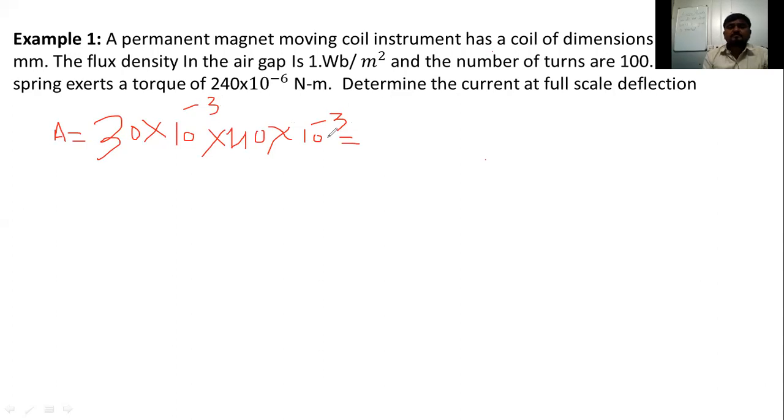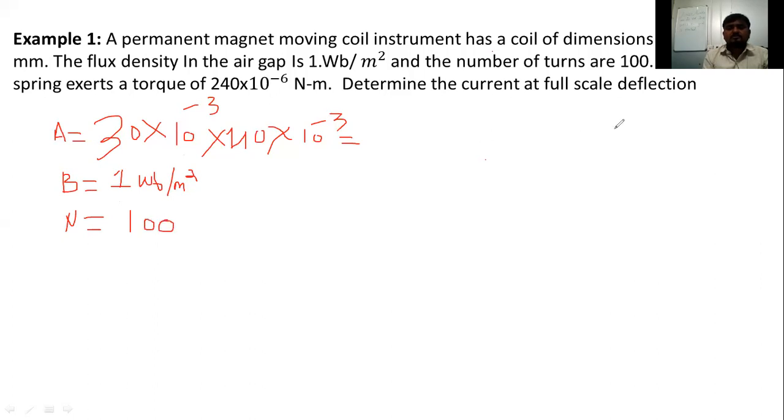Okay, next. Flux density, B equal to 1 Weber per meter square. The unit is correct only. No problem. Next. Number of turns, 100.